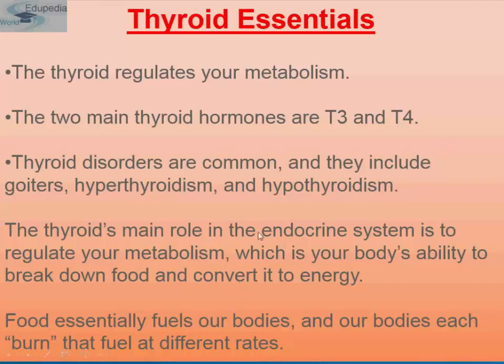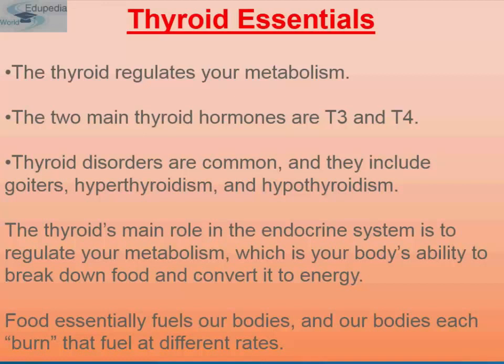Okay, so the thyroid's main role in the endocrine system is to regulate your metabolism, which is your body's ability to break down food and convert it into energy. When I say metabolism, that means anabolism plus catabolism. And what does anabolism mean? Formation, whereas catabolism means breaking down of the food item. So this thyroid, its main role in the endocrine system is to regulate your body's metabolism, which is your body's ability to break down food and convert it into energy.